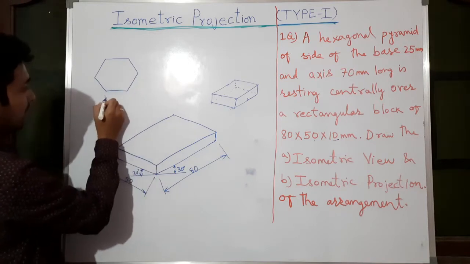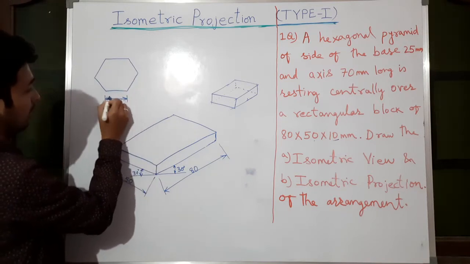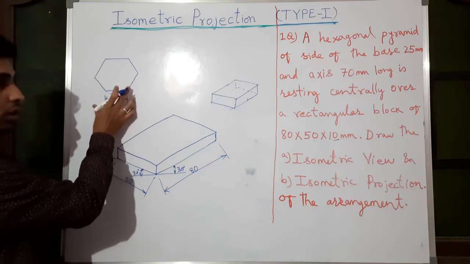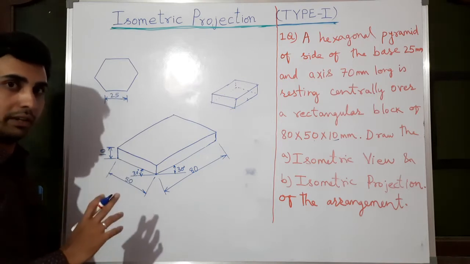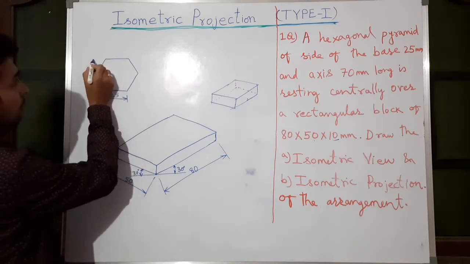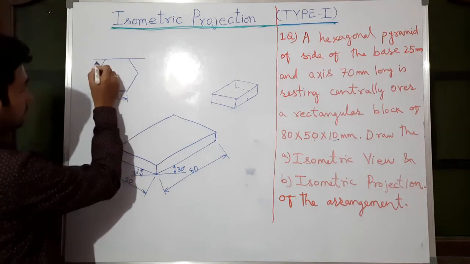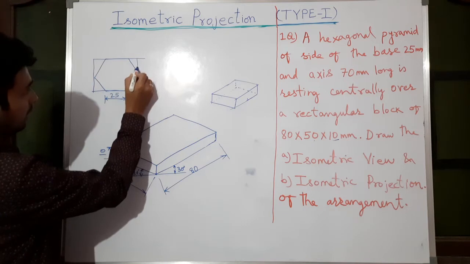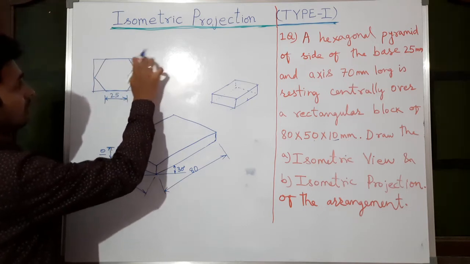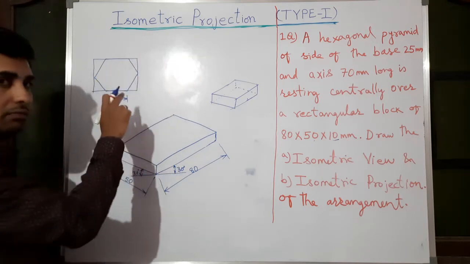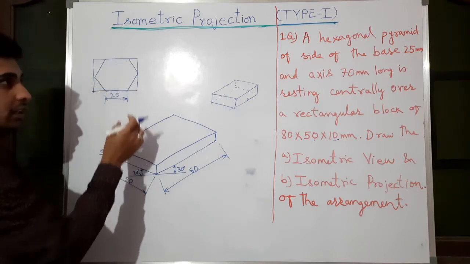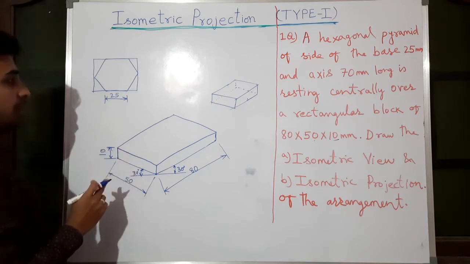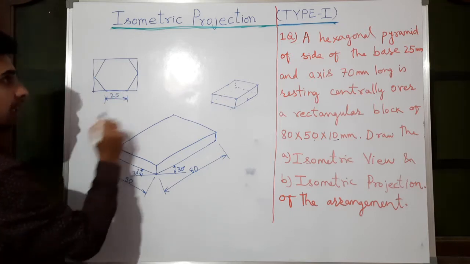So assume this is a hexagon of side 25 mm. Now how to draw the hexagon, all those basics we have learned in the earlier videos. Enclose this hexagon in a box. This procedure I have explained in the basics of projections, basics of isometric projection. I have covered the top isometric view and front isometric view of pentagon. Now we are seeing it with the help of hexagon.